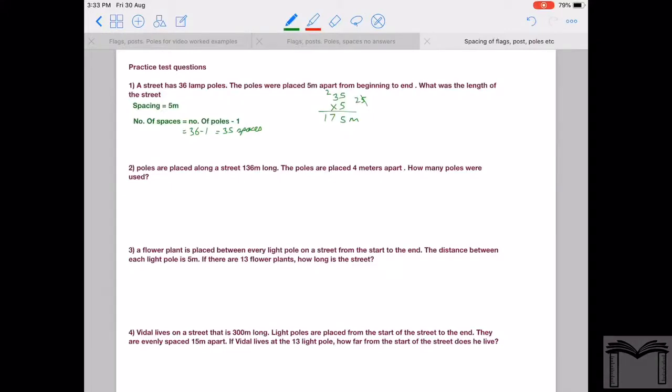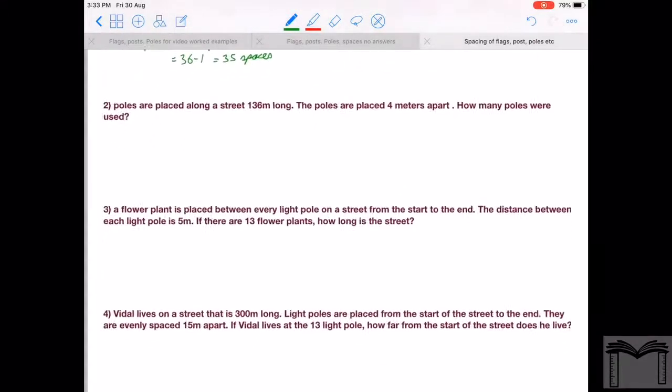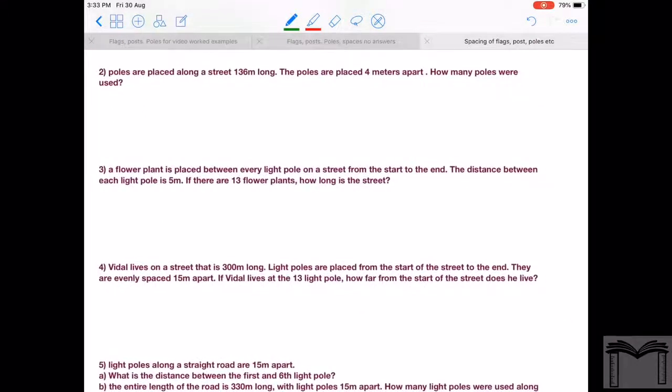Number 2. Poles are placed along a street 136 meters long. The poles are placed 4 meters apart. How many poles were used? Notice, if we can determine the amount of spaces, then we can determine the amount of poles, and vice versa. If we know the amount of poles, then we can determine the amount of spaces. And this applies for any question.